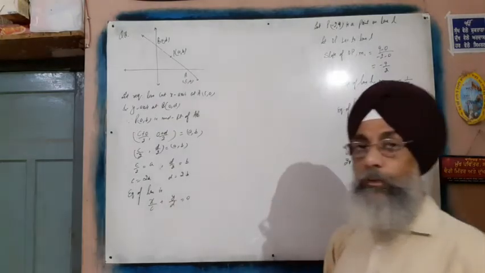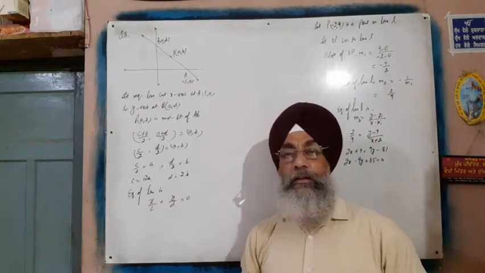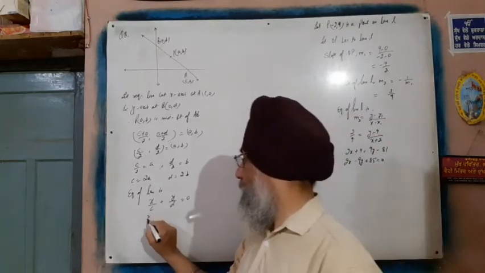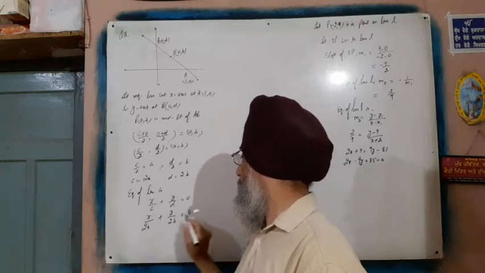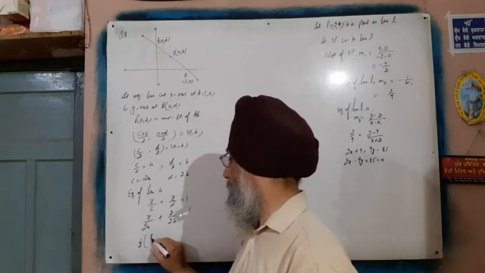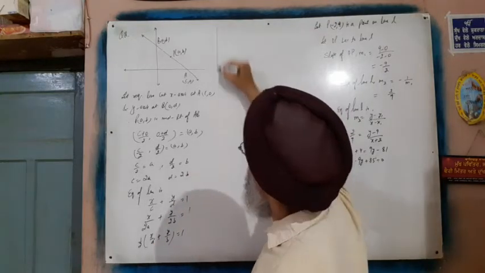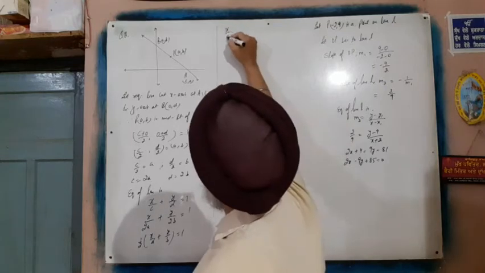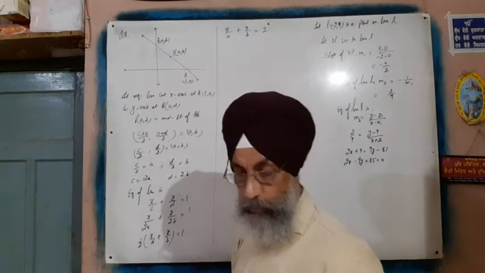So in intercept form, it is x upon A plus y upon B. In the place of A we write C, in the place of B we write D. Placing the value of C here, x upon 2A plus y upon 2B is equal to 1. Taking 1 upon 2 as common, x upon A plus y upon B is equal to 2, and that is what we have to show here.